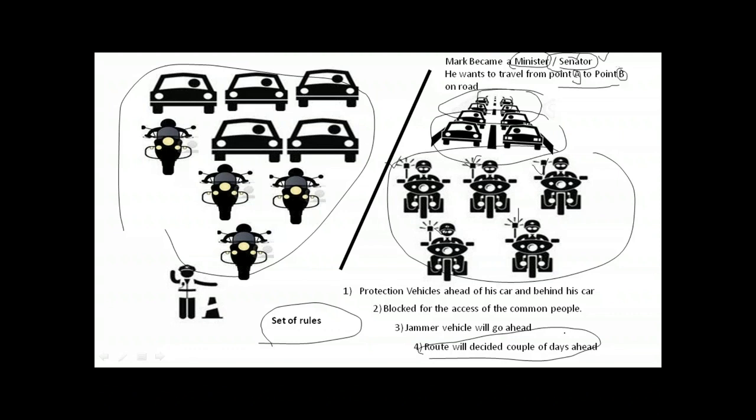Like, the route will be decided a couple of days ahead, jammer vehicles will be going ahead, the road will be blocked for the common people, and there will be protection vehicles ahead and behind. These are the rules that I figured out by watching some movies. If you're a policeman and you work over there, you will probably come up with 100 other rules. But these are the rules that you and me know, right? We watch a lot of Hollywood movies. So in other words, there is a set of rules that will be followed.